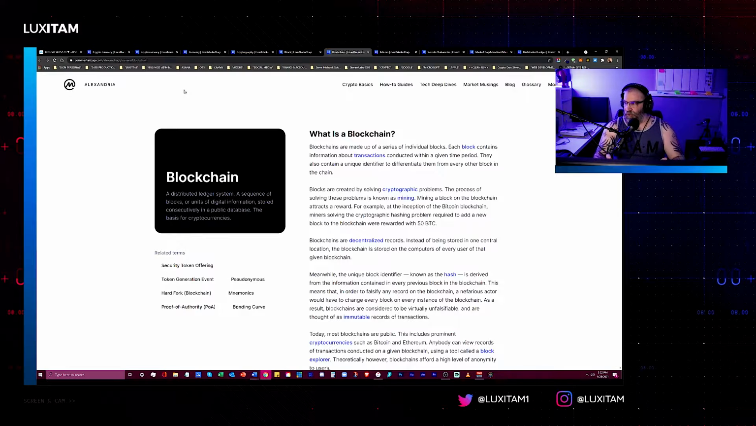Blockchain, a distributed ledger system, a sequence of blocks or units of digital information stored consecutively in a public database, the basis for cryptocurrencies. Again, there it is, block number one, block number two has one and two, block number three has two and three, block number four has three and four. So each block has its information and the previous one's historical information, and that is kind of the proofing of whether a block is legitimate or not. There's way more depth to it than that, but I'm just covering it very topically.